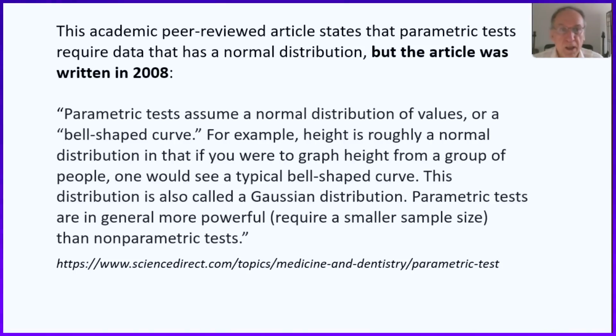For example, height is roughly a normal distribution in that if you were to graph height from a group of people, one would see a typical bell-shaped curve. This distribution is also called a Gaussian distribution. So a normal distribution goes under various names. It's also called a Gaussian distribution. And parametric tests are in general more powerful than non-parametric tests.